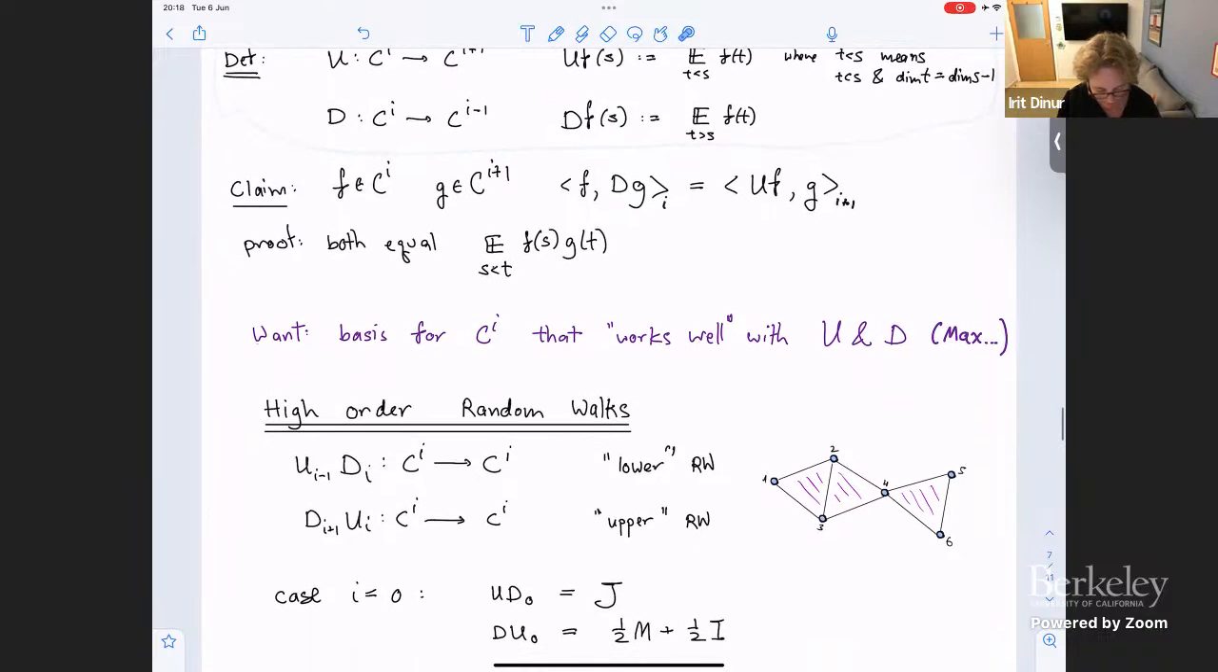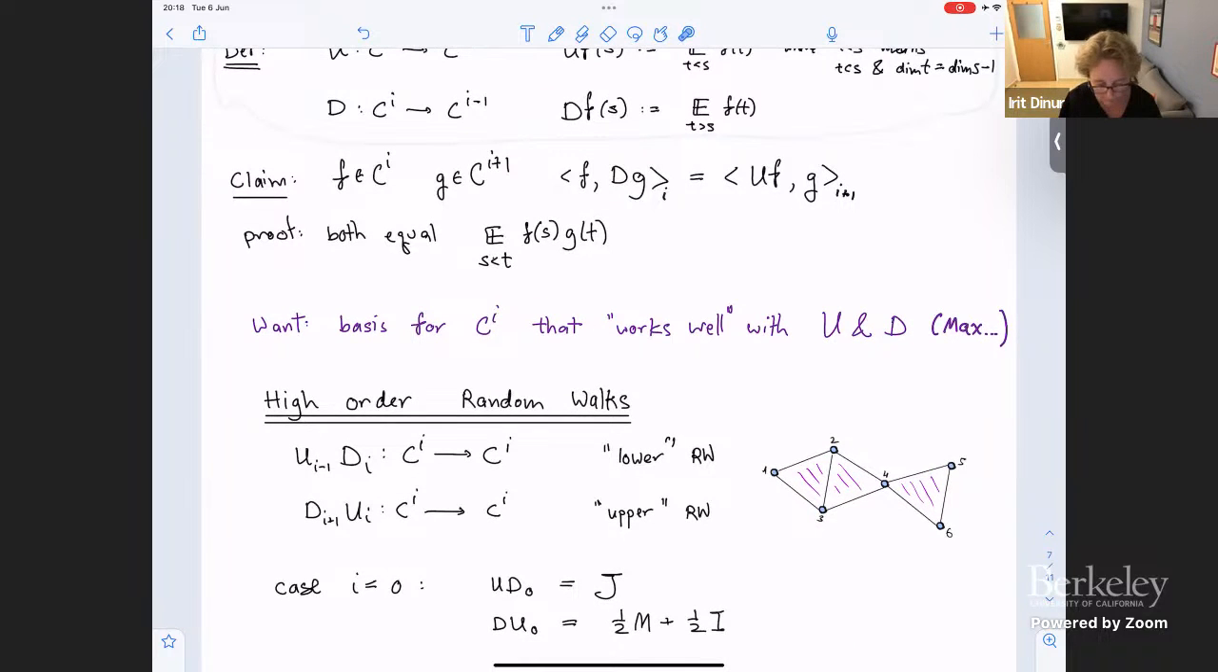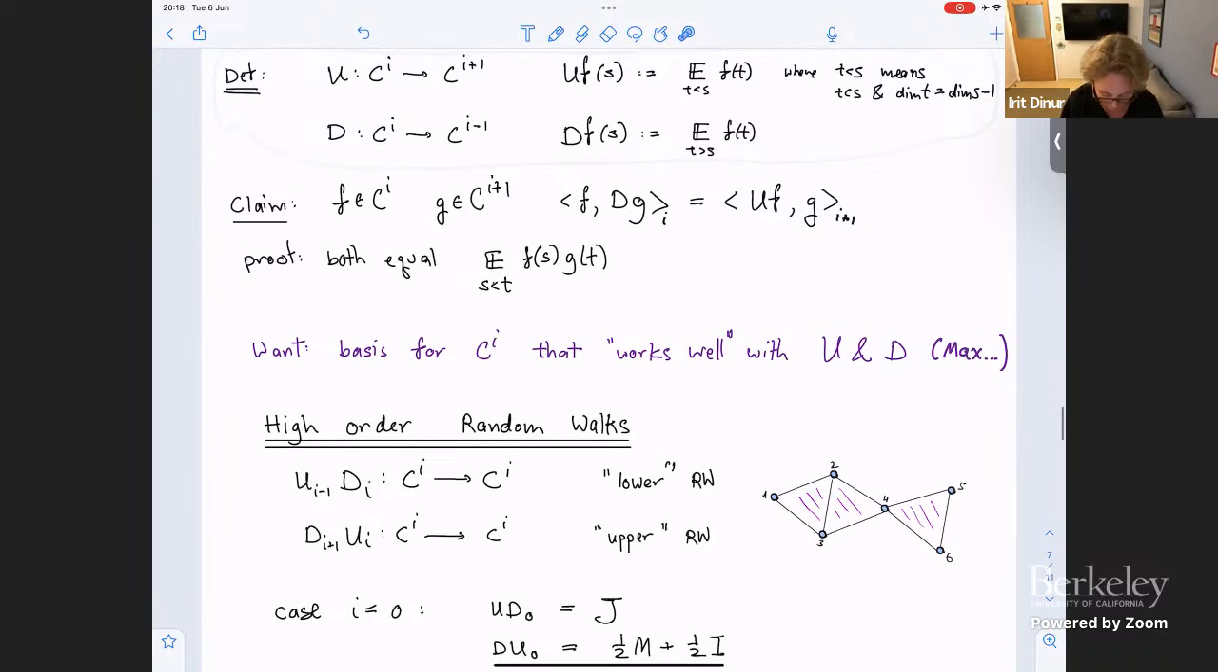We will first study the high order random walks now that we defined the up and down operators. So we talked before about the lower random walk, going from i-faces, from i-chains to i-chains by going first down and then going up. Say you have a function, you start at an edge, you go to a random vertex, and then you go to another edge. That's going first down and then back up. So we view this as the lower random walk.